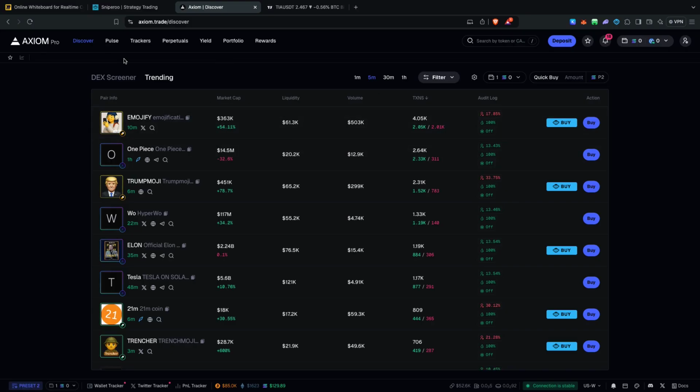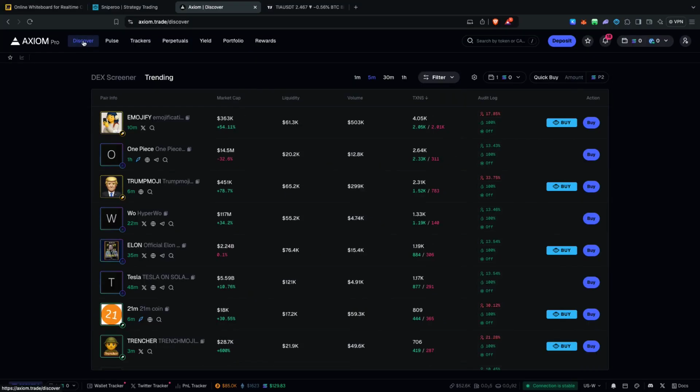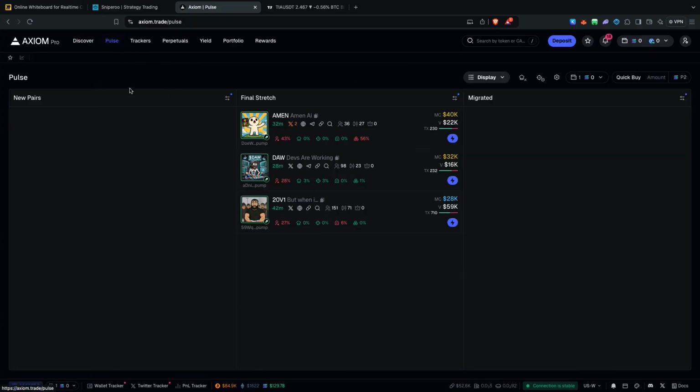So what you're going to be focusing on for the most part is the trending coins. So here on the discover page right over here, you've got the dex screener and the trending as well. So what most people usually do is they go on Pump and they trade the freshly created meme coins that are in the final stretch or the migrated tab right over here.